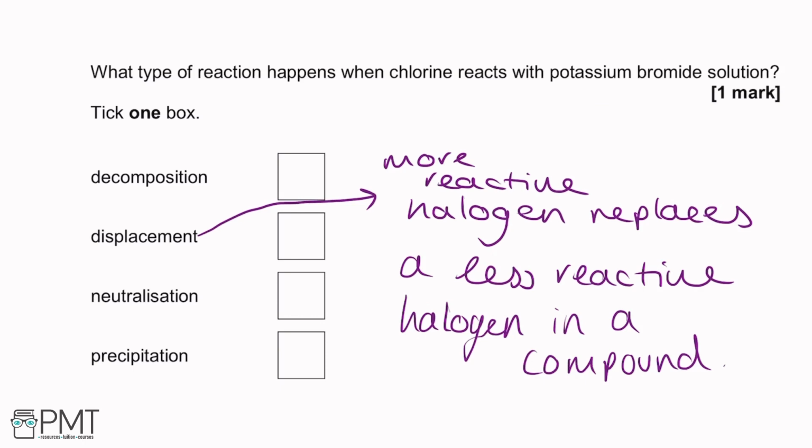So as I've just said, what type of reaction happens when chlorine reacts with potassium bromide solution? It's the reaction we've just looked at, which I said was a displacement reaction. The reasoning for that is displacement reactions are when a more reactive halogen replaces a less reactive halogen in a compound, which is exactly what we just completed on that word equation.